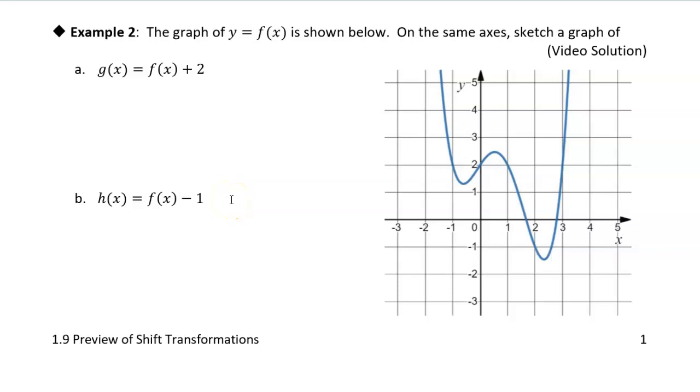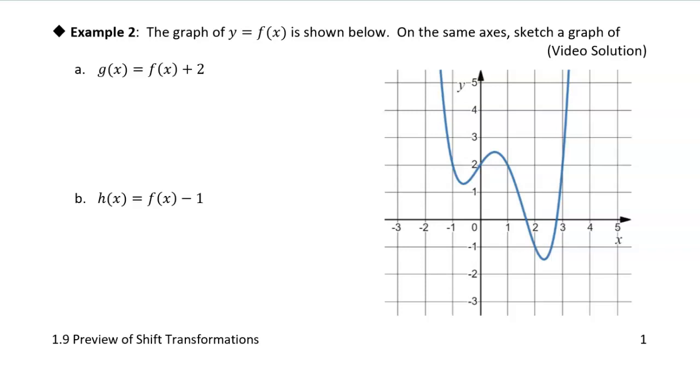All right, in example 2, we're given the graph of f of x, and we're asked to draw the graph of g of x and h of x, which are just transformations of f of x. All right, so g of x is defined to be f of x, and then we're taking the output of f of x and adding 2 to it. And then h of x is defined to be whatever the output of f of x is, and then we're subtracting 1 from that output.